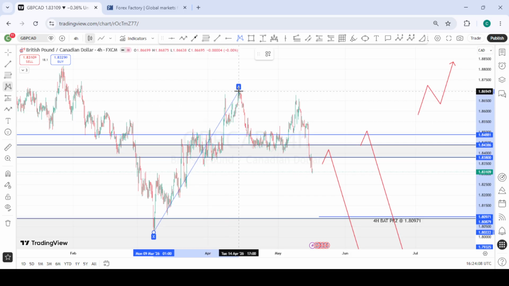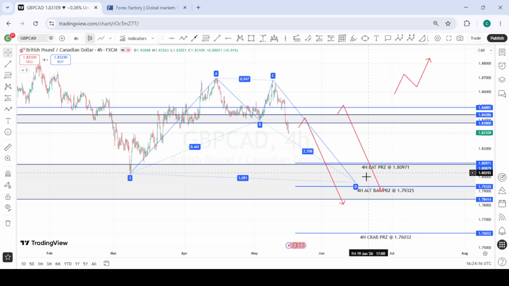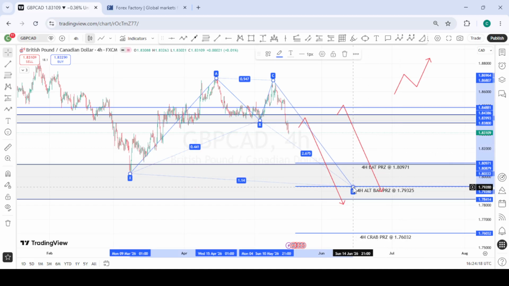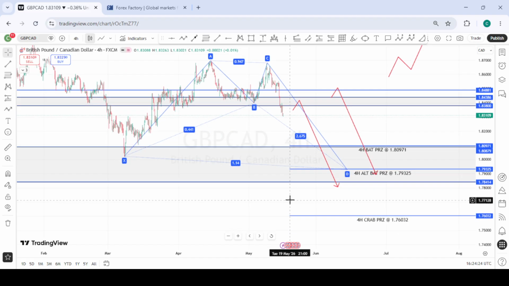So this is the X, this is the A leg, this is the B leg, this is the C. We're heading for the D leg. So we are very bearish on GBPCAD. We just have to wait for the pullback, look for selling opportunities, and we take it to the downside. So these are the various targets we have: 1, 2, and 3.